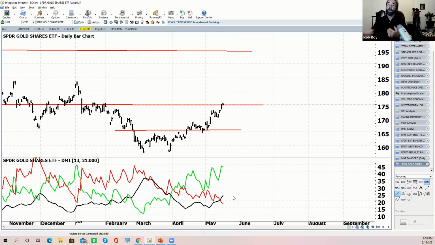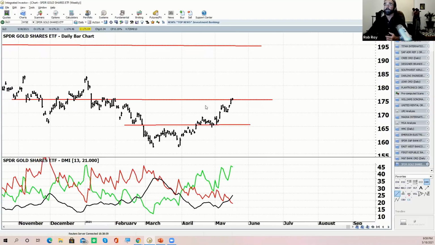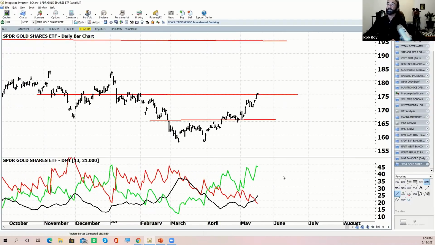Setting it up that way, I like to see the ADX breaking above 20. I think you can be a touch more aggressive. Very rarely do you have a setup that looks this good with the ADX breaking above 20 that doesn't break above 25. So if you get in a little bit sooner, you get a little bit more of the stronger part of the move, if you will. So to answer your question, Andrew, based on the DMI, it looks good for gold to break through that 175 level.